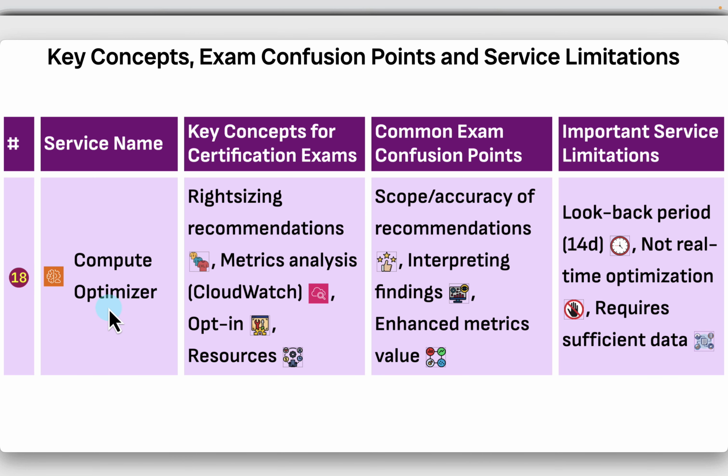Compute Optimizer. Key concepts are right sizing recommendations, metrics analysis through CloudWatch, and opt-in is required for all the resources. Common exam confusion points are scope and accuracy of recommendations, interpreting the findings, and enhanced metrics. You can go with enhanced metrics also, and what value they add. Important service limitations: there is a look back period of 14 days. This is not real time optimization, and it needs sufficient data. That's why it needs at least 14 days. There is a waiting period, and only then can it make recommendations.